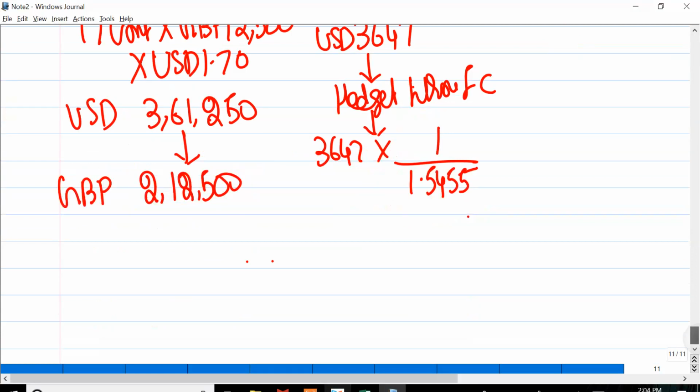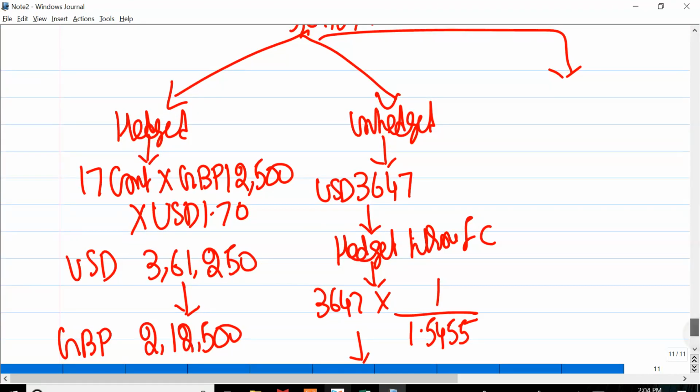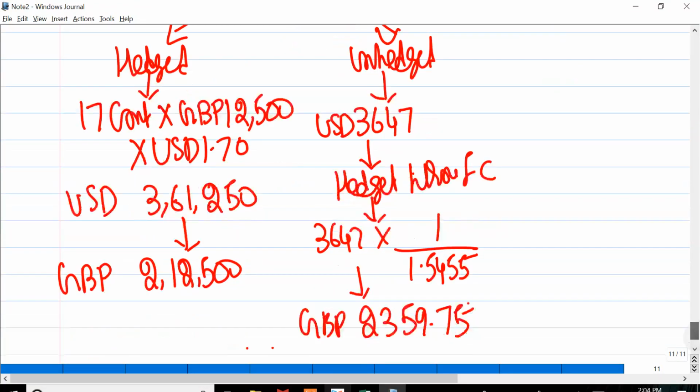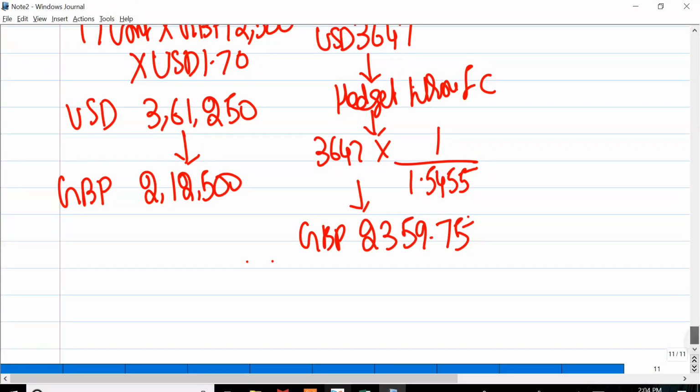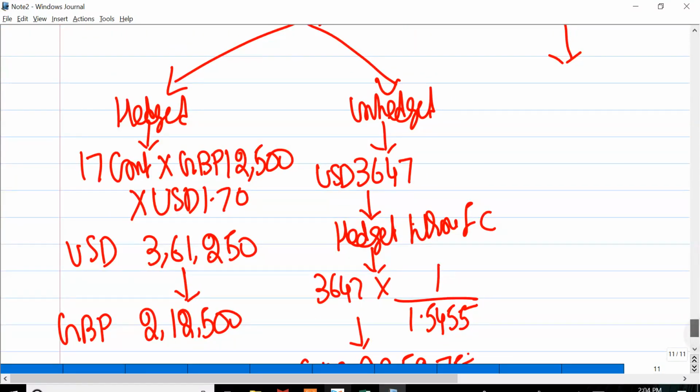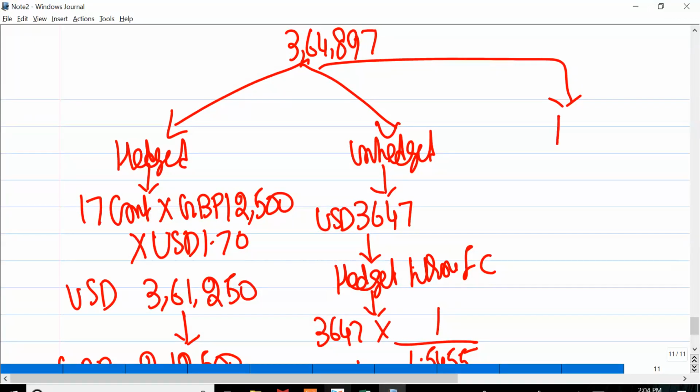Wait for some time. What is this number? 23.75. One, I will get 361,250 through the option contract by paying 212,500. Second, the balance unhedged, I will get through the forward contract. To do all of this, I have to pay premium. Premium was 17 contracts into 12,500.